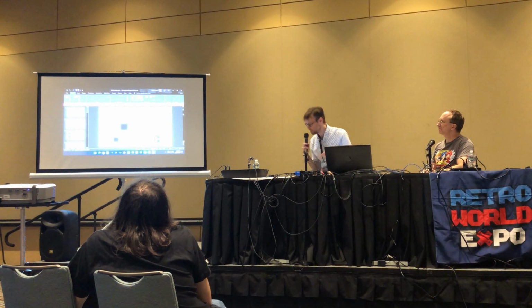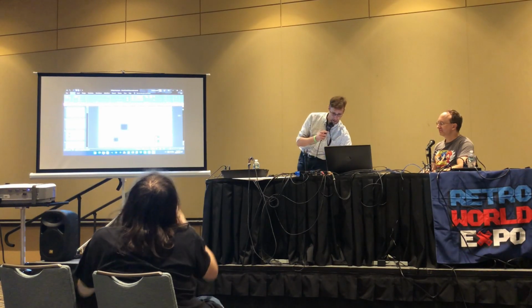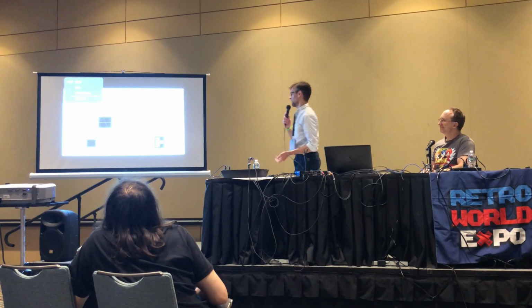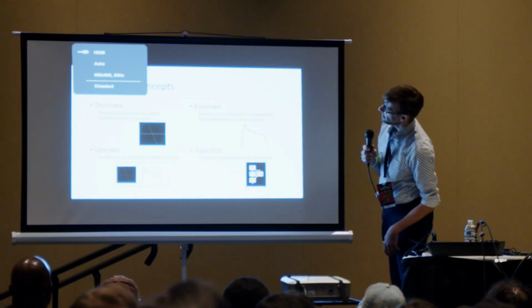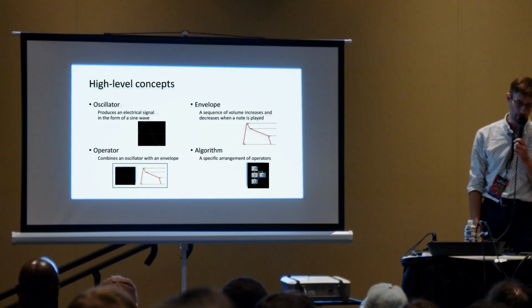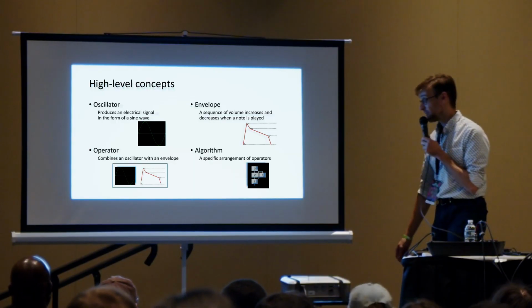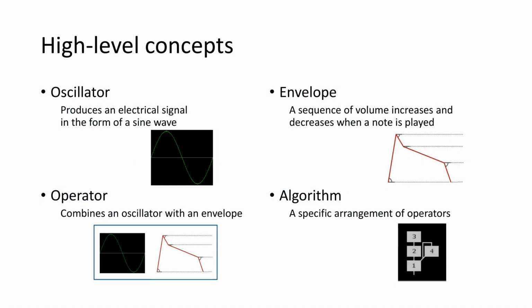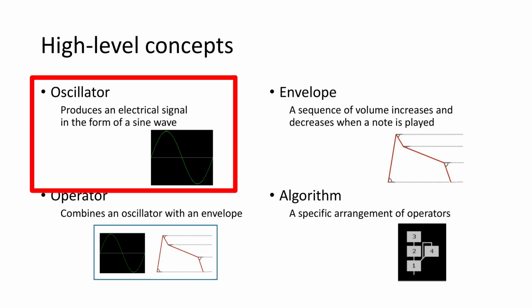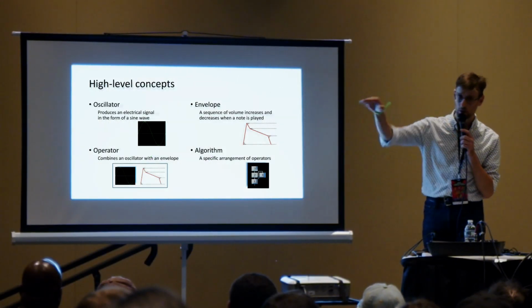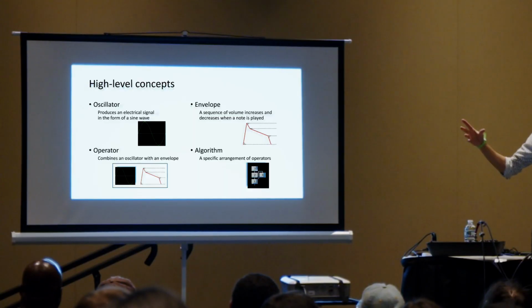There's really four main concepts about FM that you really should know. There are these two most basic components, an oscillator and an envelope. An oscillator is just the thing that produces a tone. Your wall outlet is AC current. That's what this oscillator is doing. It's just an electrical signal that's pulsating a sine wave.